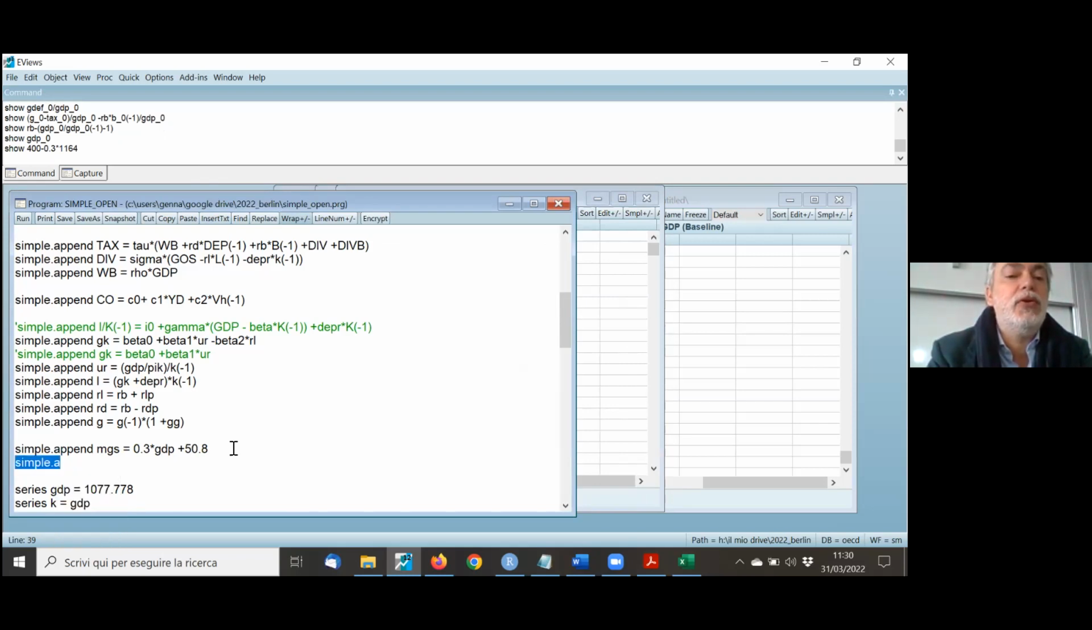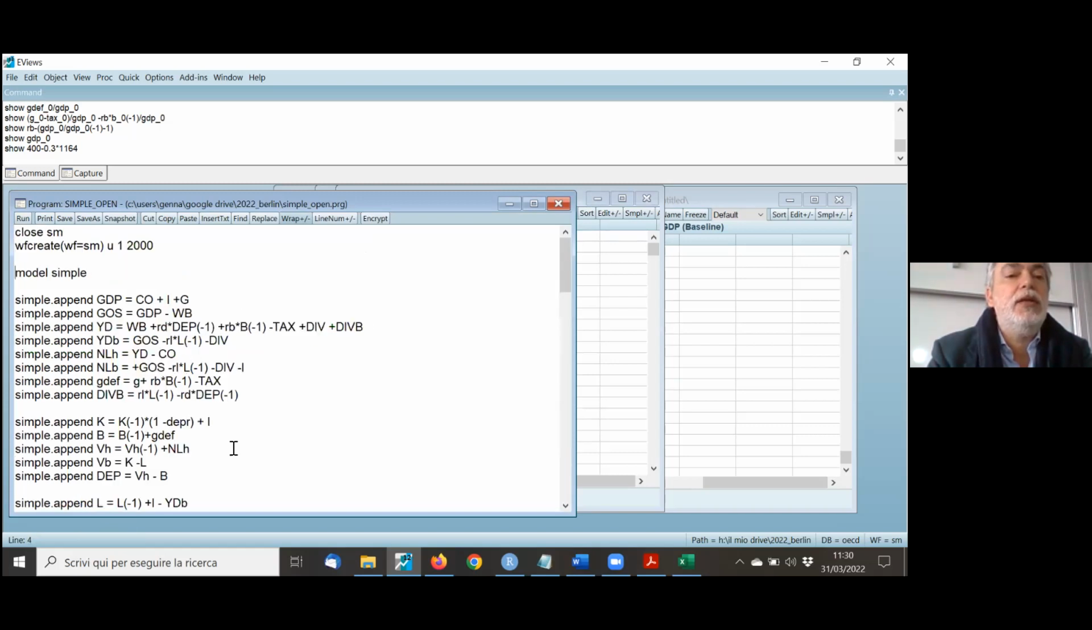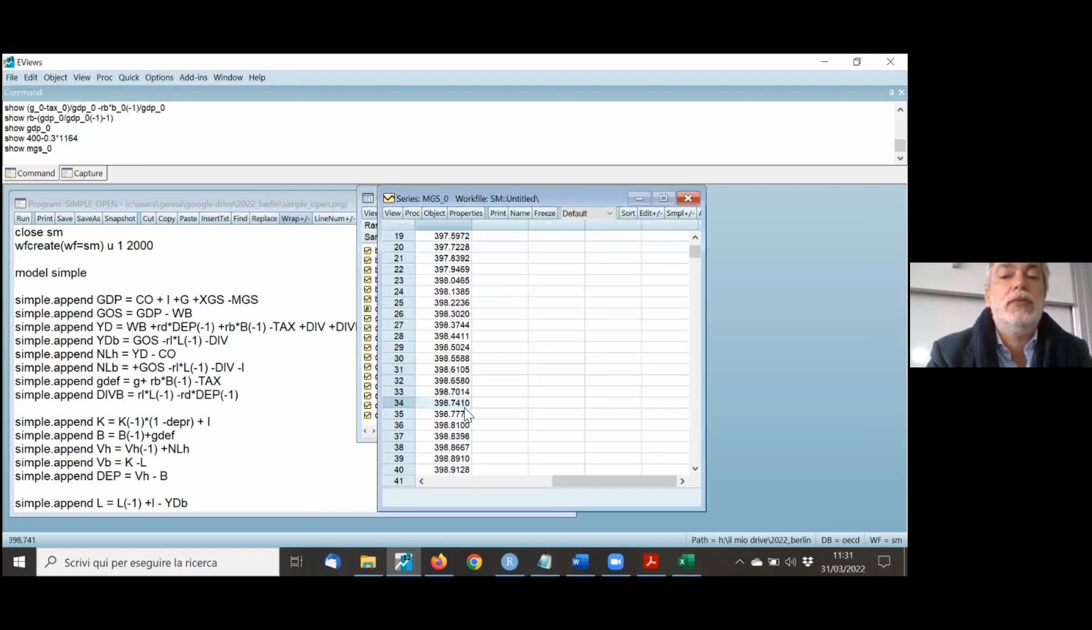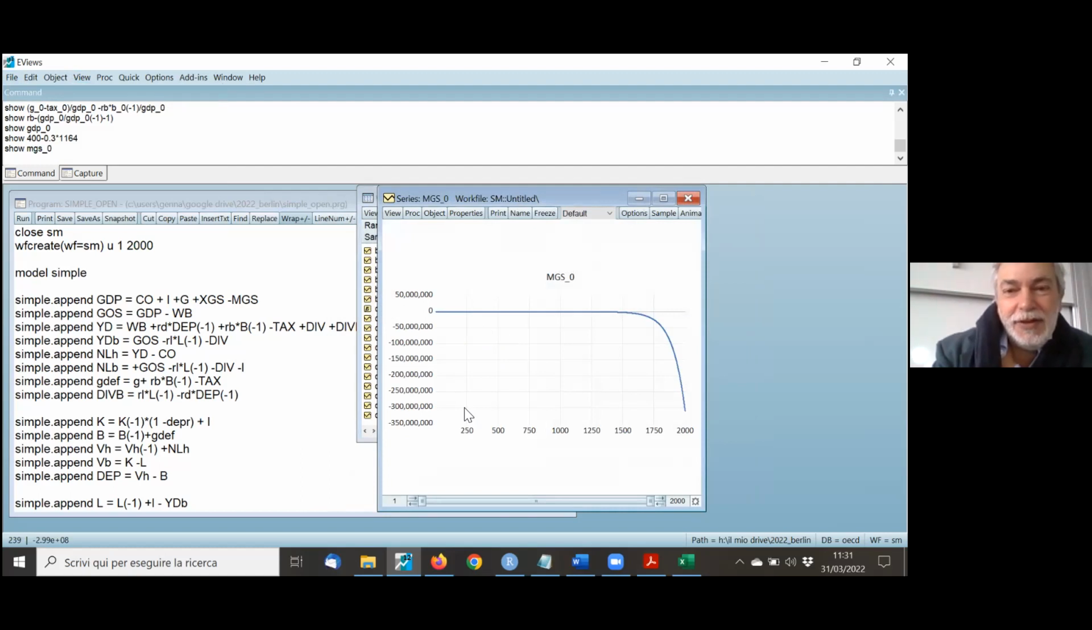We want exports to be exogenous, and now exports will be 400, so we'll have XGS equal to 400. And we need to modify the identity of GDP to include exports and deduct imports. So far this is incomplete, but we can look at our imports and check whether they converge to 400. They are slowly converging to 400, but then they are declining later on. I don't really know why.